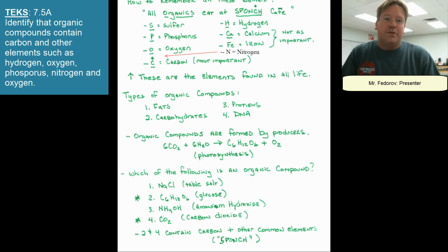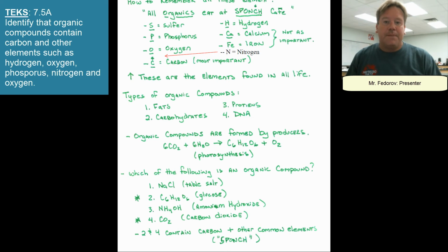So I am going to point out to you again, you do not need to memorize the cafe part or the calcium and the iron. And so that's one of the things. So moving down here, what are some types of organic compounds? What are we talking about when we talk about organic compounds? Well, some common organic compounds are fats, which are commonly called lipids.